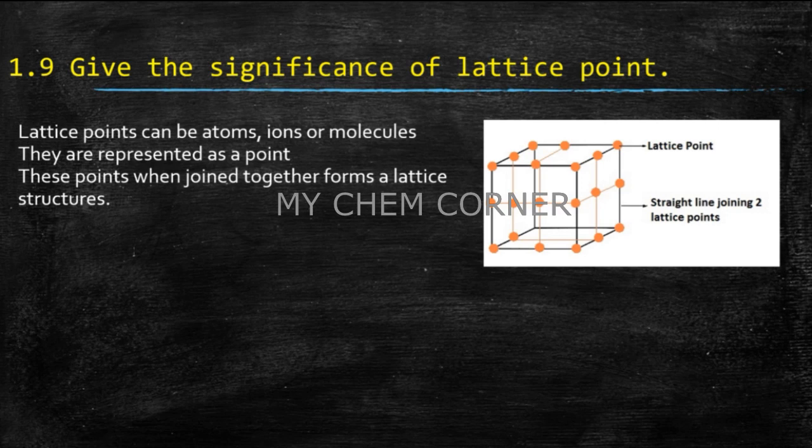But in a diagram, how are we trying to represent them? They are represented as a point. When these points are joined together, they are going to form an entire lattice structure or a crystal lattice. Now that is the significance of a lattice point. That's why we need it. If we don't have a lattice point, we cannot study BCC or FCC or a simple cube or packing efficiency. Nothing of these can be learned. So a lattice point may seem a small thing, but its significance is big.